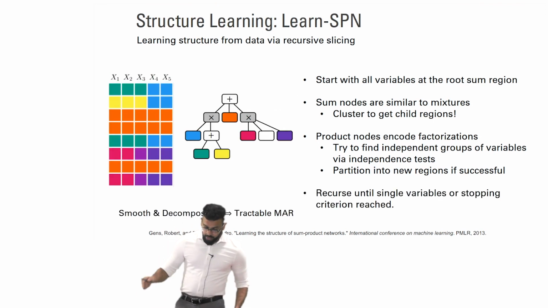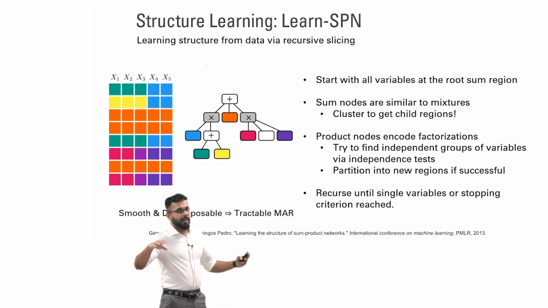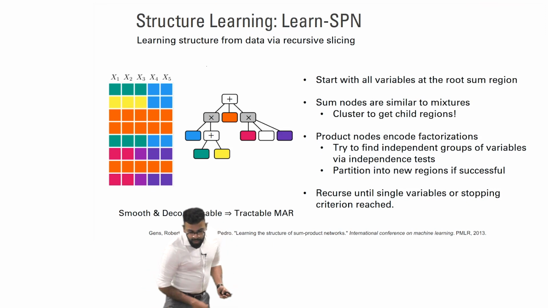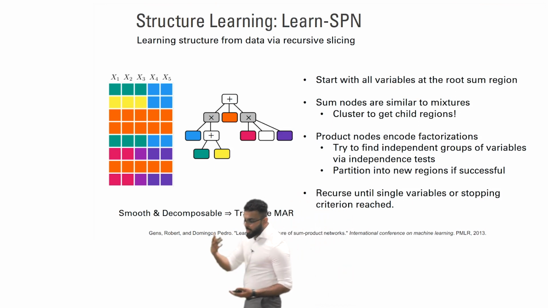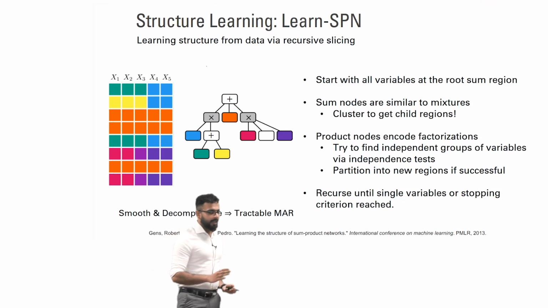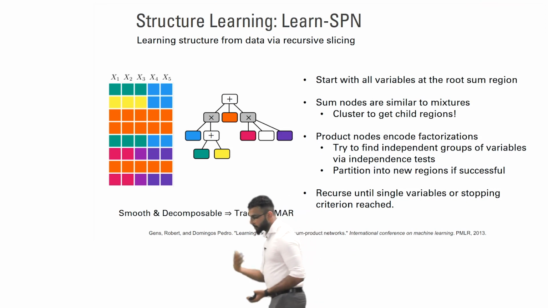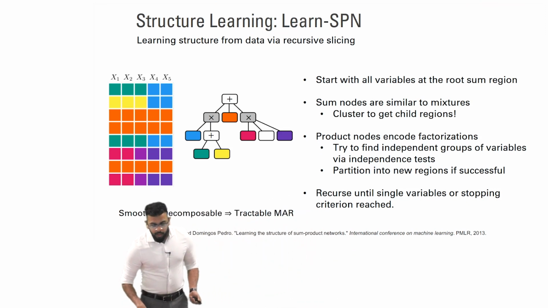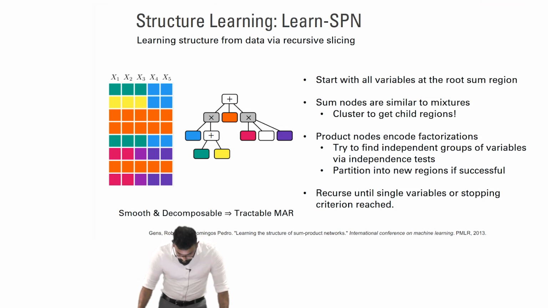And you can keep on doing this, where at the sum node you again do clustering. So clustering is slicing your data table horizontally, and at a product node, what you're doing is running independence tests to slice the data table vertically, right? And you can keep on doing this until you reach at least a single feature at your leaf. Or you can have a criterion that says, okay, if I have only this many data points at a sum node, I stop the splitting, and you have other heuristics like that, right? So this is one way to learn the structure in probabilistic circuits, and this is very commonly used.